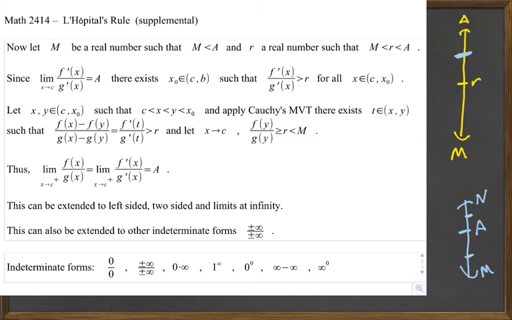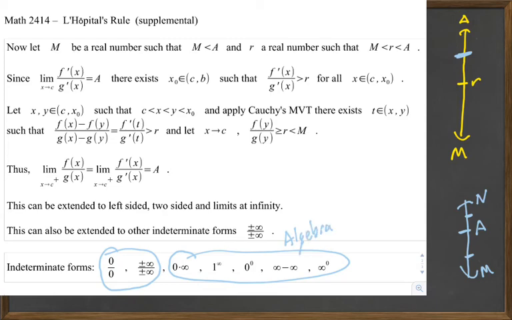This can be extended to left-sided, two-sided, and limits at infinity. This can also be extended to other indeterminate forms, such as plus or minus infinity over plus or minus infinity. For the indeterminate forms 0 over 0 and plus or minus infinity over plus or minus infinity, you can just use L'Hopital's rule directly. If you have 0 times infinity, 1 to the infinity, 0 to the 0, infinity minus infinity, or infinity to the 0, these all need some algebra.